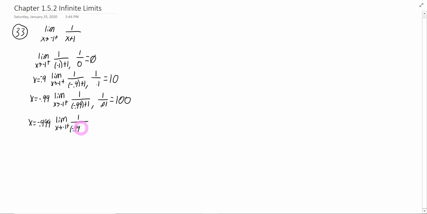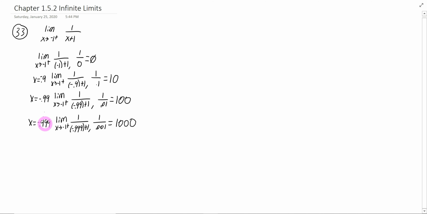-0.999 plus 1, which ends up giving us 1 over 0.001. And this simplifies down to 1,000. As you can see, once again, we've increased by a factor of 10. Looking back on it, each time we add another 9 to our decimal value, we're increasing by a factor of 10.